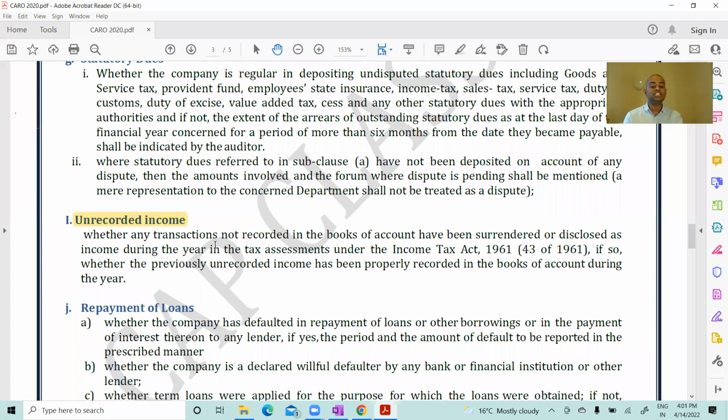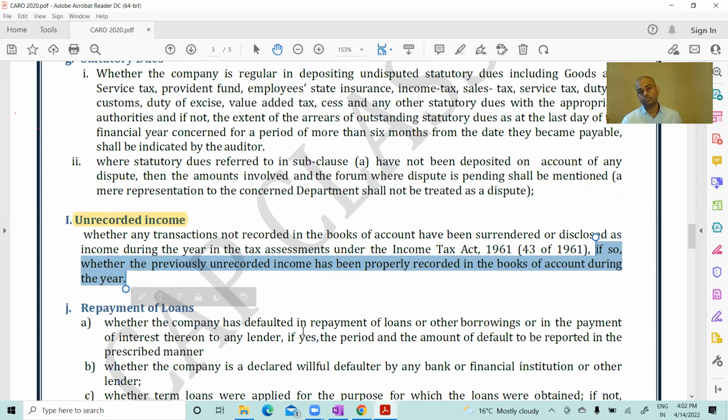Whether any transactions not recorded in the books of account have been surrendered by the management to the income tax department or disclosed as income during the year. If so, whether previously unrecorded income is properly recorded in the books of account. So the first point is the moral point of disclosing the fact to the shareholder. The second point is, being the auditor, I am more concerned about my books of account now.